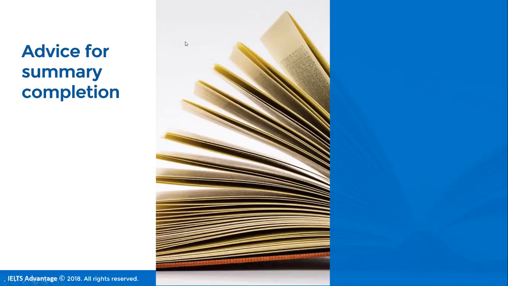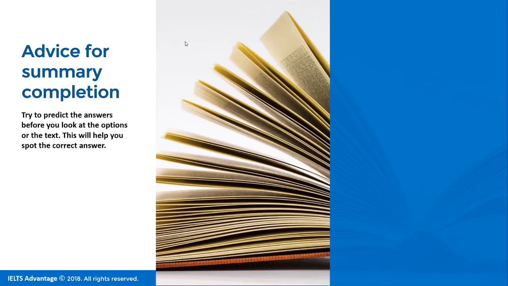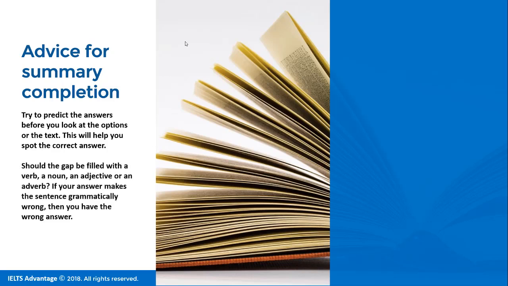So let's look at how we can overcome these problems and how we can ace this type of question. Try to predict the answers before you look at the options or the text. This will help you spot the correct answer. Should the gap be filled with a verb, a noun, an adjective, or an adverb? If your answer makes the sentence grammatically wrong, then you have the wrong answer. Remember, it has to be grammatically correct. Look for synonyms and paraphrases in the text rather than words that match directly.